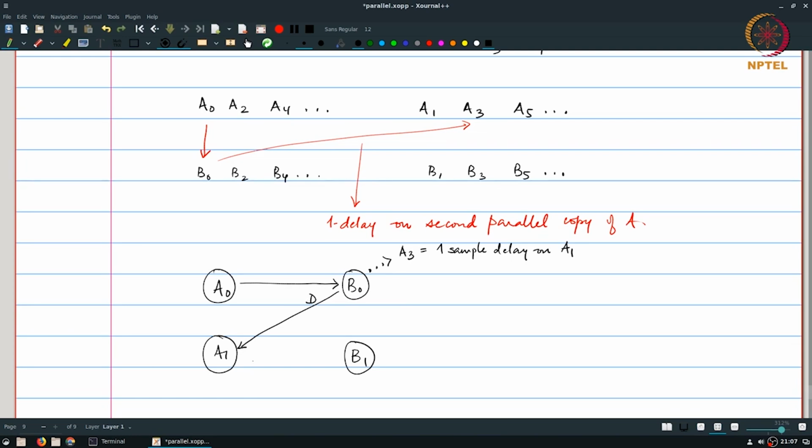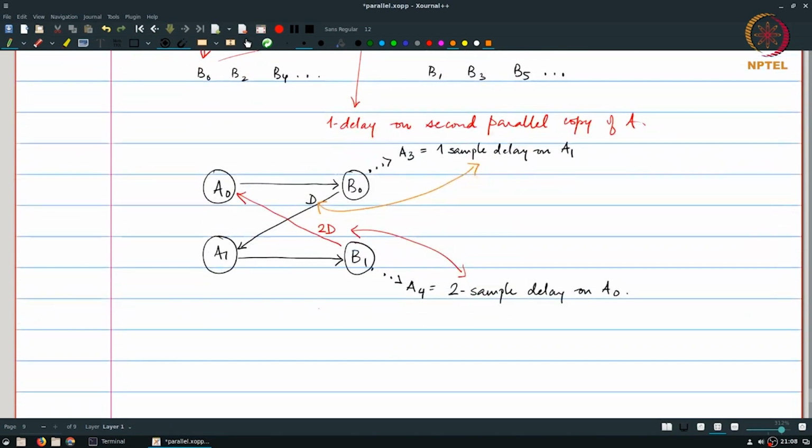Now what about the next edge? From A1 there is a direct dependency to B1, but from B1 what I have is a dependency to A4, which is a two sample delay on A0, which basically corresponds to this edge shown in red, but for now with two sample delay, right? Just as this one sample delay corresponded to this value out here. So this is kind of interesting.